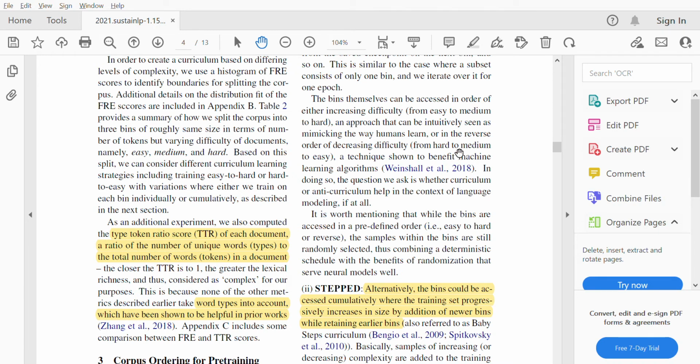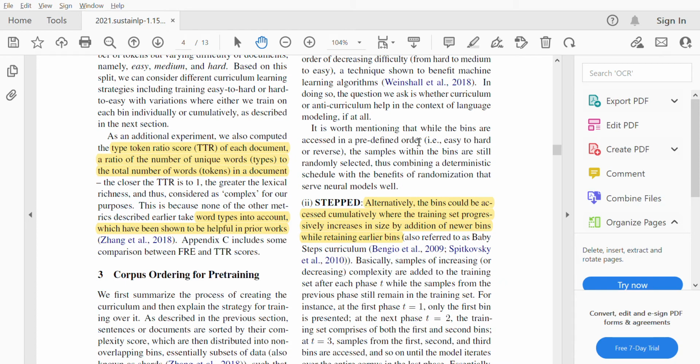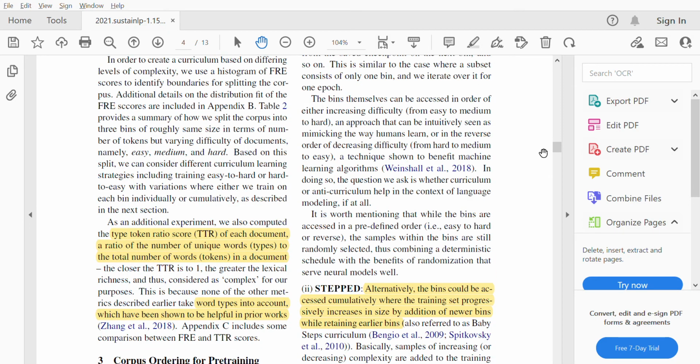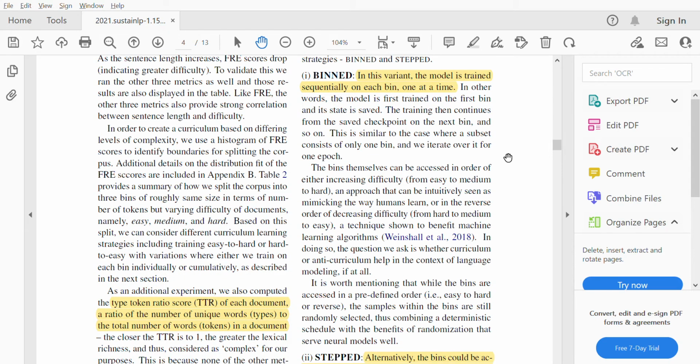So, like I said, that gives us a sense of complexity. What we now care about is how we actually order the corpus. They specifically mention two different methods in which they construct these bins. I'll just use that sentence length example. We can either accumulate them in a way where they're unique and distinct, or we can do this stepped version. In the bin version, you can imagine we first train on the 2 to 5 word sentences, we then move to the 6 to 10, and so on and so forth.